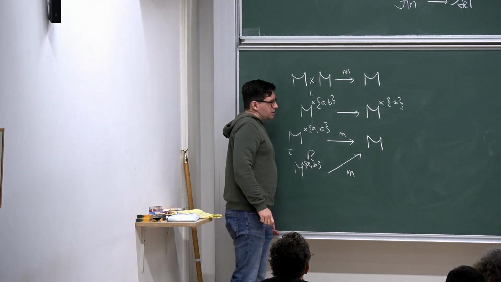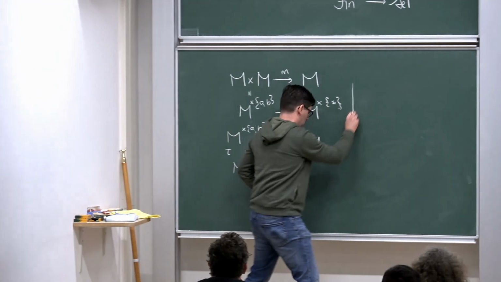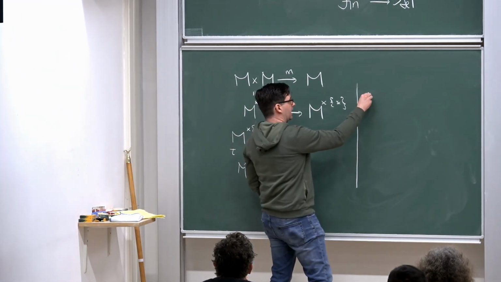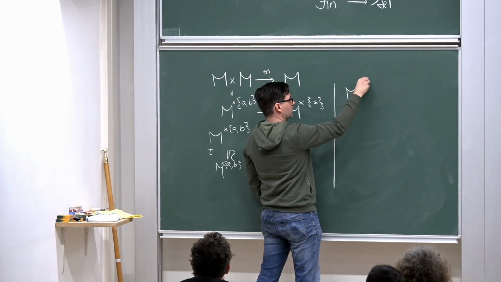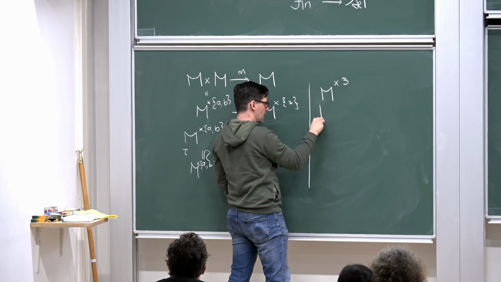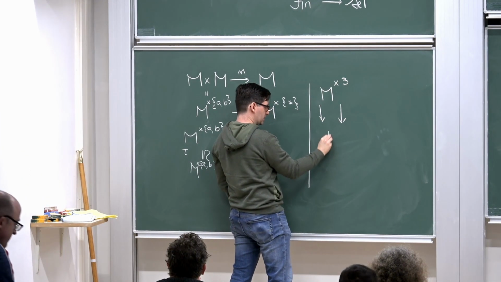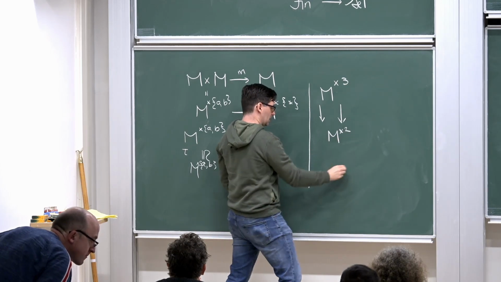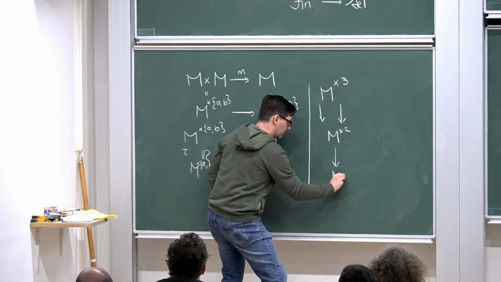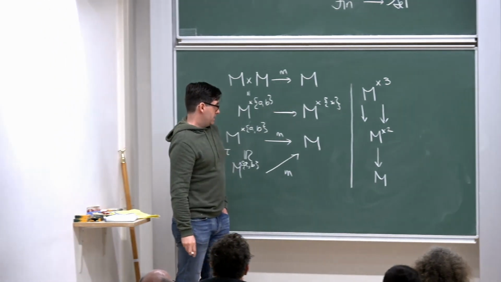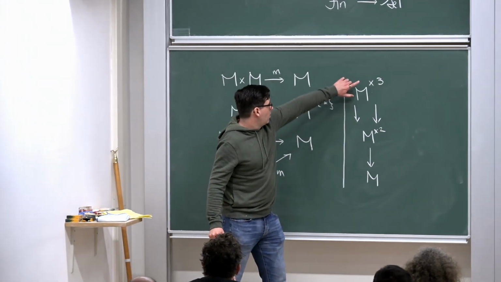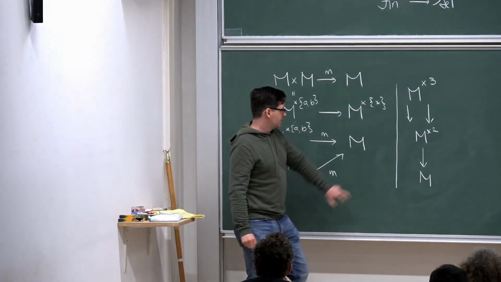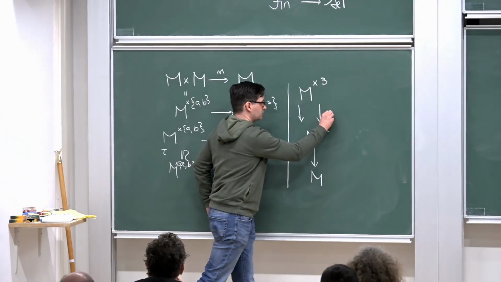And my multiplication being associative is the same statement as this diagram, where I cross M with itself 3 times. I have 2 ways to get down to crossing with itself twice, and then I map back out to M. This, I'd say, commutes: all the ways that I get from here down to here give me the same thing.